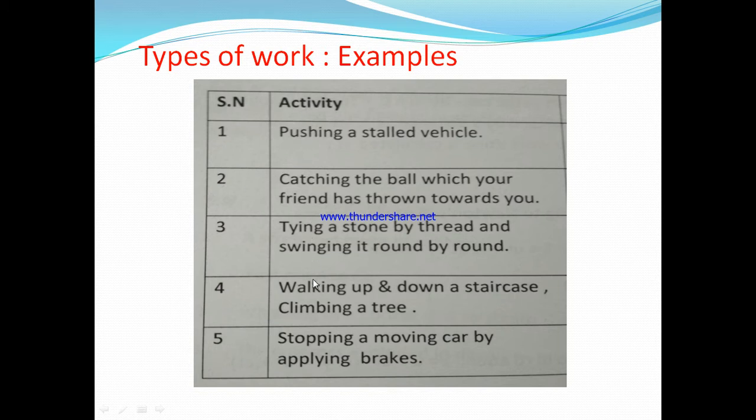Now there are some activities given in your book. By doing these activities, you can know which work is said to be positive work and which work is said to be negative or zero work. The first example, pushing a stalled vehicle. You are pushing a stalled vehicle. After the force is applied, the vehicle will move forward in the direction of the force. Suppose the vehicle is standing here and you are pushing it, then it will go in the forward direction. This work is said to be positive work.